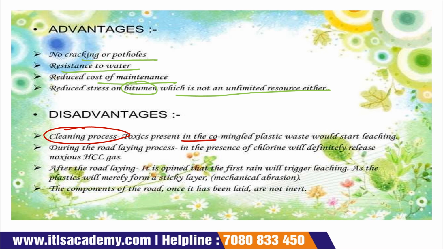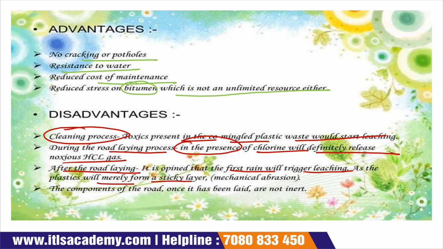Toxins are present in the waste plastic, and they would start leaching during the road laying process. In the presence of chlorine, it will release noxious HCl gases, and after the road laying, it is feared that the first rain will trigger the leaching, as the plastic will merely form a sticky layer. Mechanical abrasion: the components of the road once it has been laid are not inert.